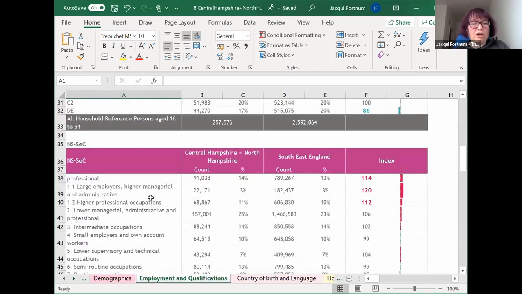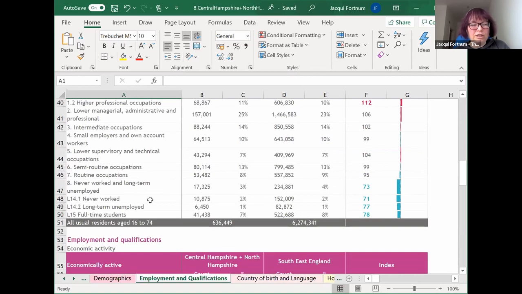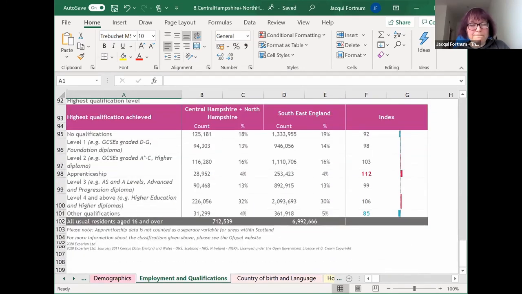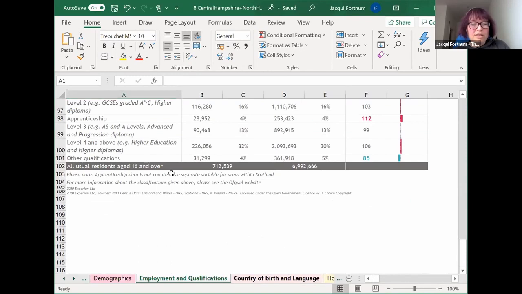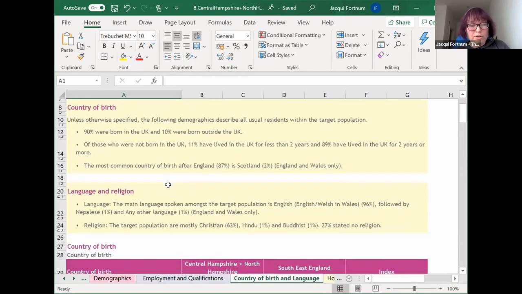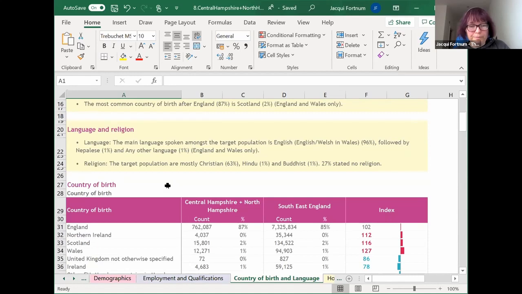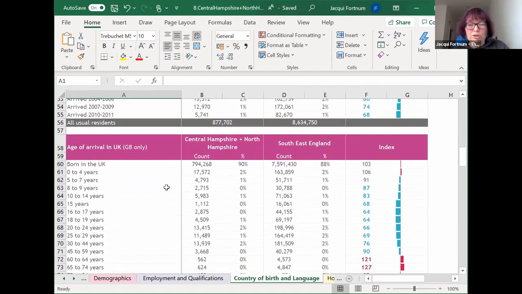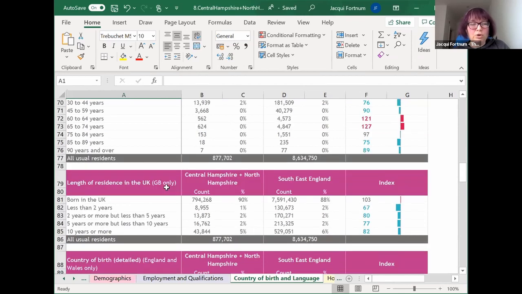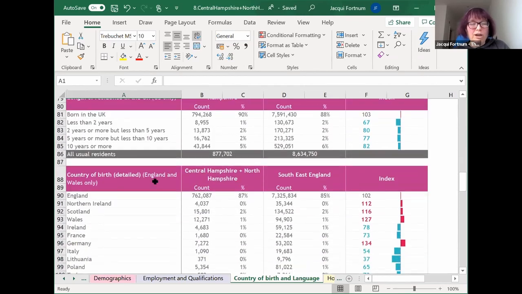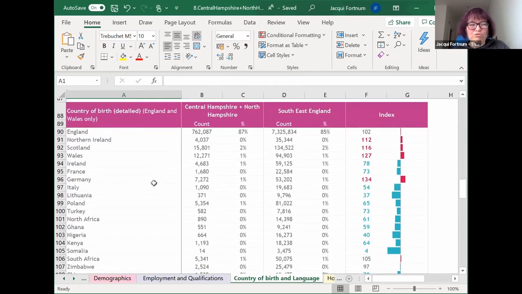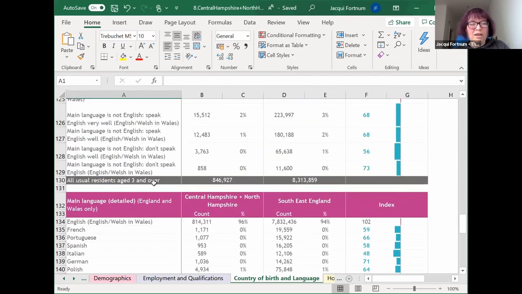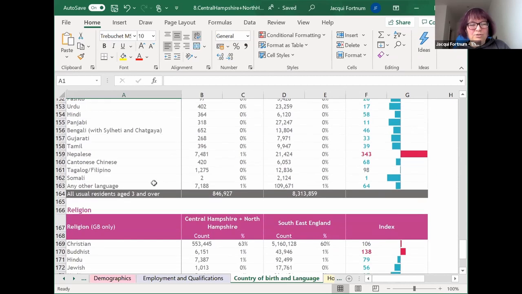And again, a lot of detail on this, which may or may not be relevant to different activities that you're planning. Then there's information about country of birth, language and religion, which again can be really useful for targeting particular community groups in your areas. I'm aware that I'm skimming through a lot of this, but it's really just to show you the level of detail that's in here. And it goes right down to the bottom there.